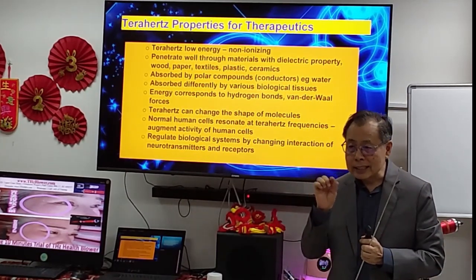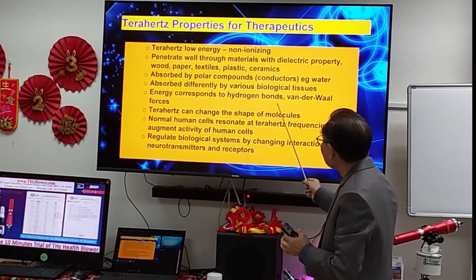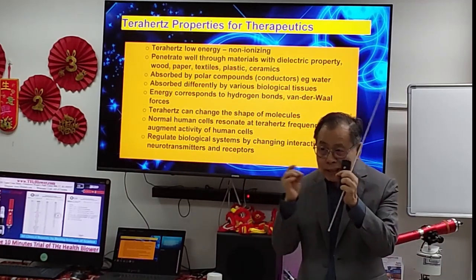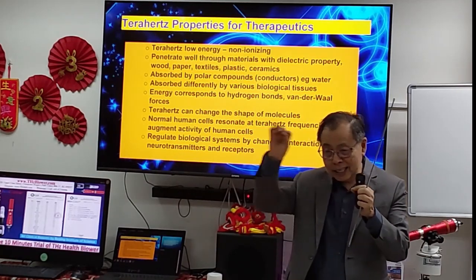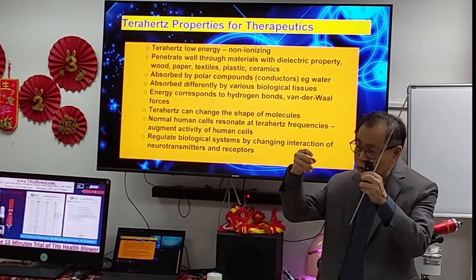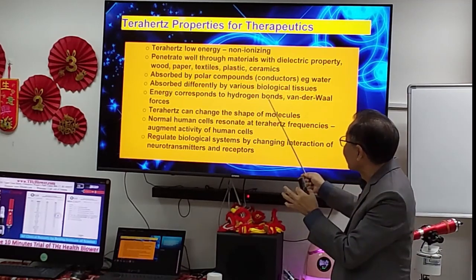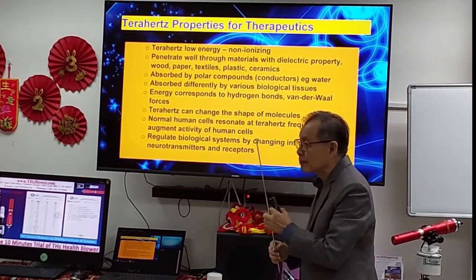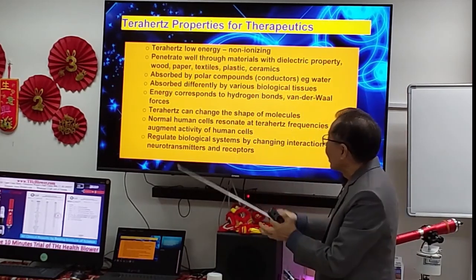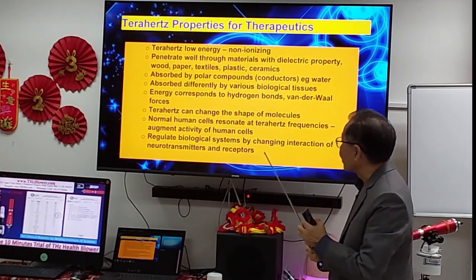The energy in terahertz wave is very small, and it corresponds to what is known as hydrogen bonds or van der Waals forces. These are the kind of forces that hold molecules together. If you look at your DNA or your protein molecule, it's folded, many folds. And these folds are held together by this kind of forces, hydrogen bonds and van der Waals forces. Because it has this kind of energy, it can also break them, and that's how terahertz can change the shape of molecules by action on these bonds.